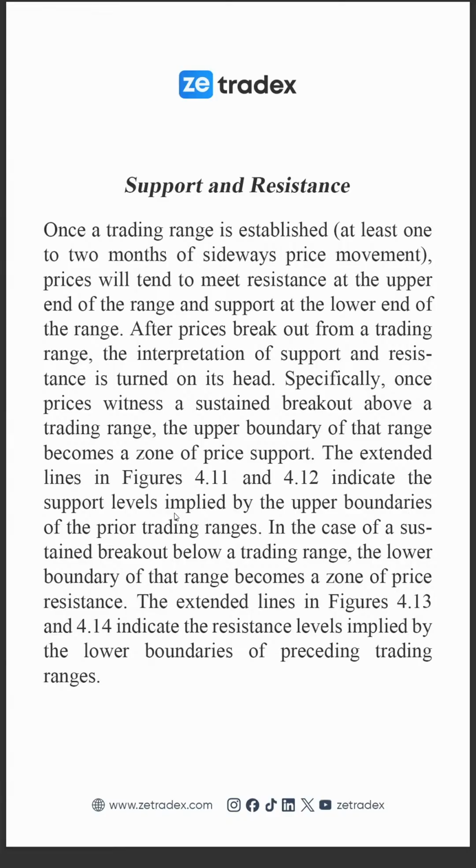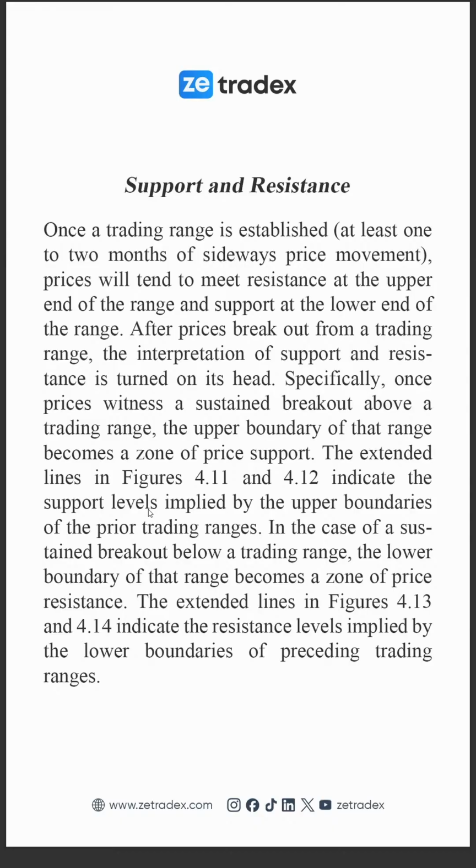All right. Now we have support and resistance. Once a trading range is established, at least, let's say, for example, 1 to 2 months of sideways price movement, prices will always tend to meet resistance at the upper end of the range and support at the lower end of the range. After prices break out from a trading range, the interpretation of support and resistance is turned on its head, because once prices witness a very important sustained breakout above a trading range, the upper boundary of that range will become a zone of price support.